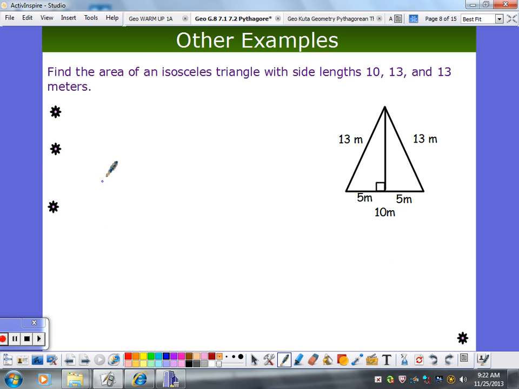All right, other examples. Find the area of an isosceles triangle with these lengths: 10, 13, and 13. So 13 and 13 are my congruent sides, and then I've got this side here. This is interesting. If I know the side length is 10, how come I can say 5 and 5? Why is it a perpendicular bisector? Well, I know it is, but how do I know?